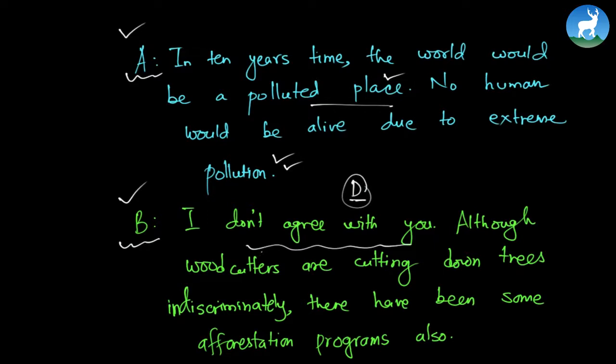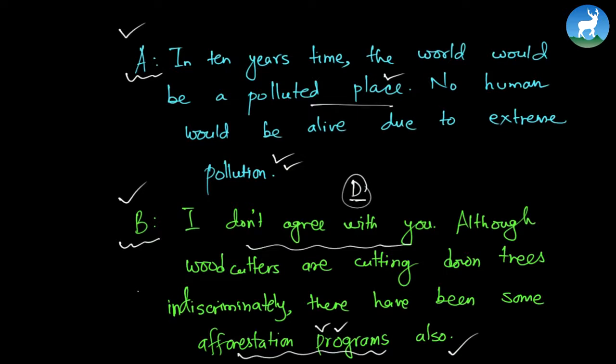Although woodcutters are cutting down trees indiscriminately, there have been some afforestation programs also. Now, B seems to be positive about these afforestation programs. So he says, I don't agree with A. Now, what did B do? B used some of the disagreeing structures.